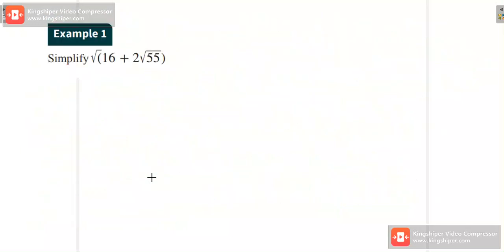Now let's look at this example. Simplify. So there is a square root here. Let me make it clear for you to see. The square root is affecting everything. Simplify. So basically they are telling us to find the square root of the given set.